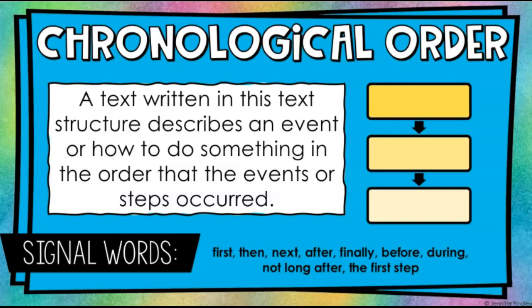So chronological order is a text that is written to describe an event or how to do something in the order that the events or steps occurred. And I really like that graphic organizer that you see an example of here off to the right. It really helps when you're writing a chronological order piece to use a graphic organizer like that to get your steps all lined out. I do like that. Now take just a second and look at the signal words that would be used at the bottom of a chronological order piece.